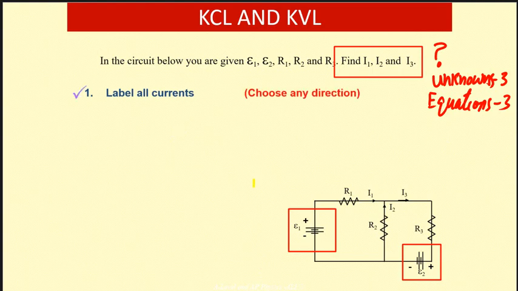Okay, so first of all, we have to label all currents. Simply, it means that you have to draw these small arrows, as I have already drawn for you here. This is the first thing you have to do. You can choose any direction, but if you choose the wrong direction, your answer will be negative. That will simply tell you the direction you have chosen is wrong, I mean it is opposite.